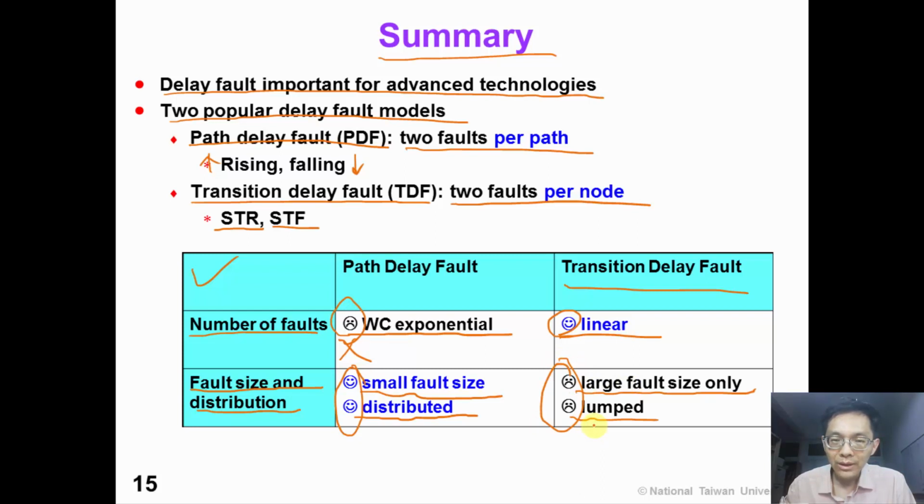In this table, we can clearly see the trade-off between model accuracy and complexity between the path delay fault and the transition delay fault. Path delay fault is accurate, but it's very complicated to handle. On the other hand, the transition delay fault model is not very accurate. However, it's very easy to handle because the number of faults is linear.